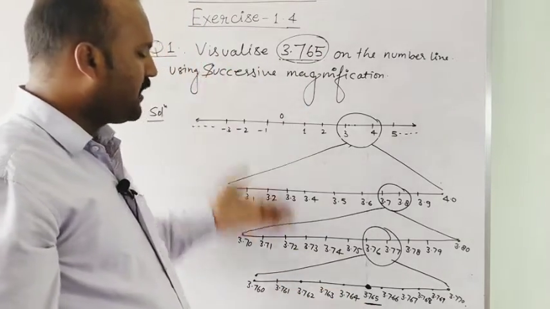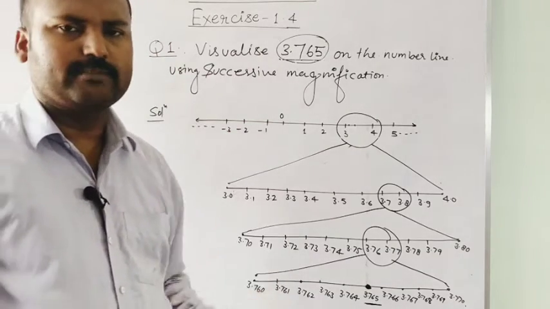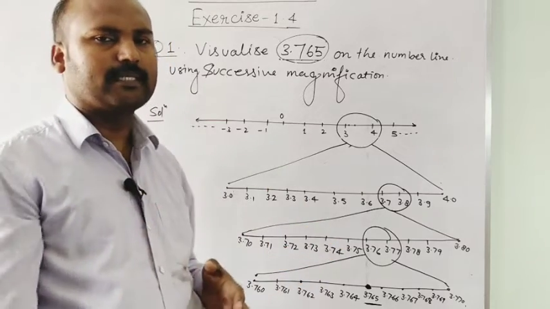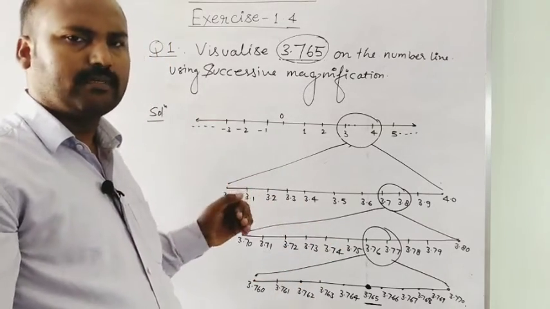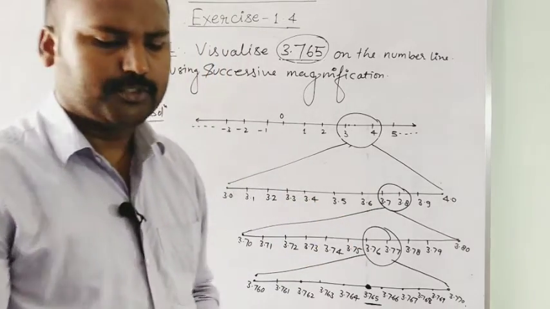So by this magnification method you can represent any terminating decimal or non-terminating repeating decimal up to a given fixed number of decimal places. Okay, now see the next question.